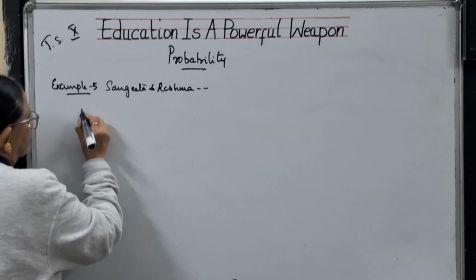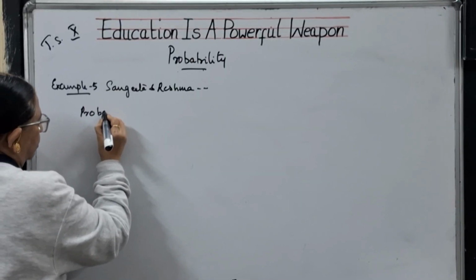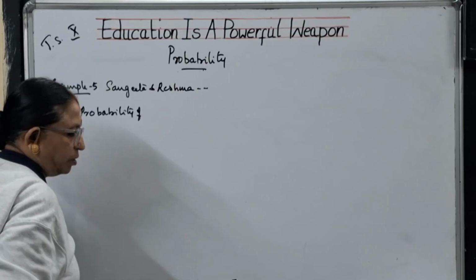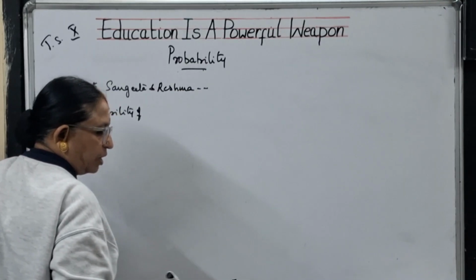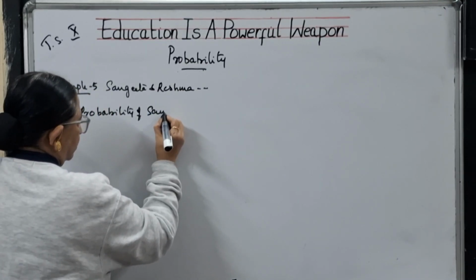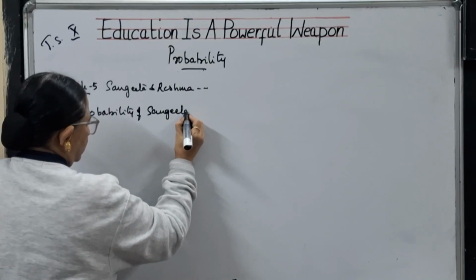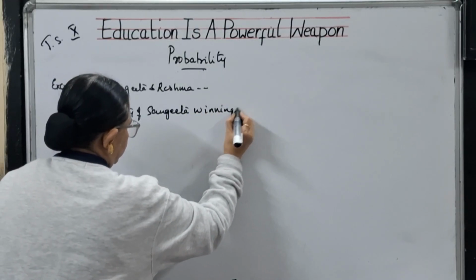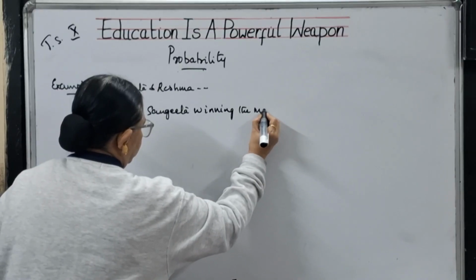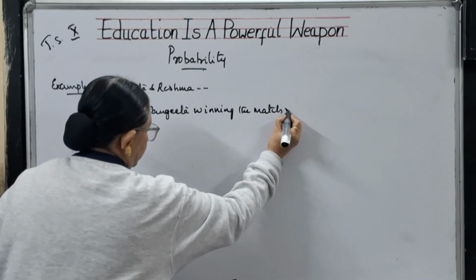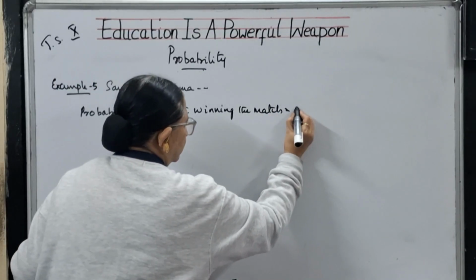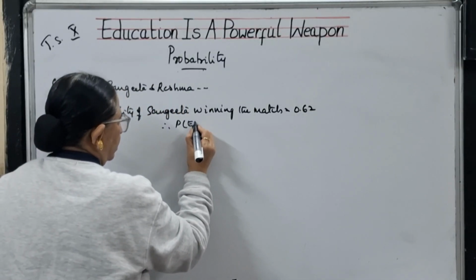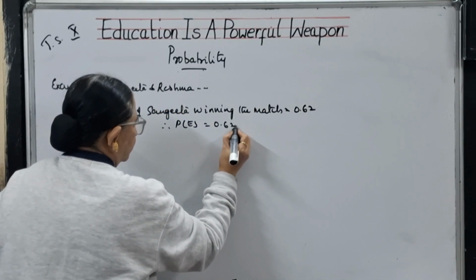So, the probability of Sangeeta winning the match is, how much they have given? 0.62. That means P of E is equal to 0.62.